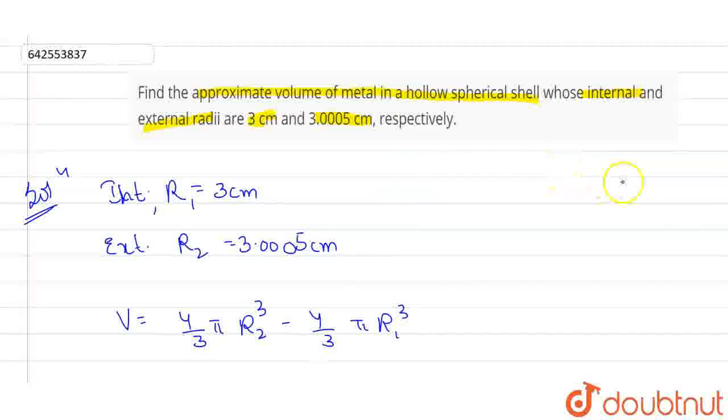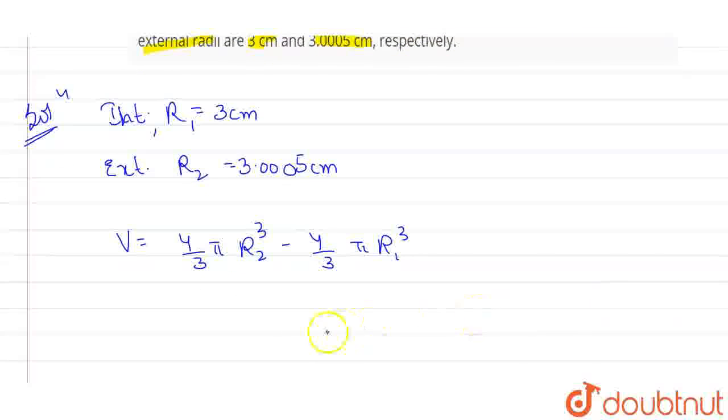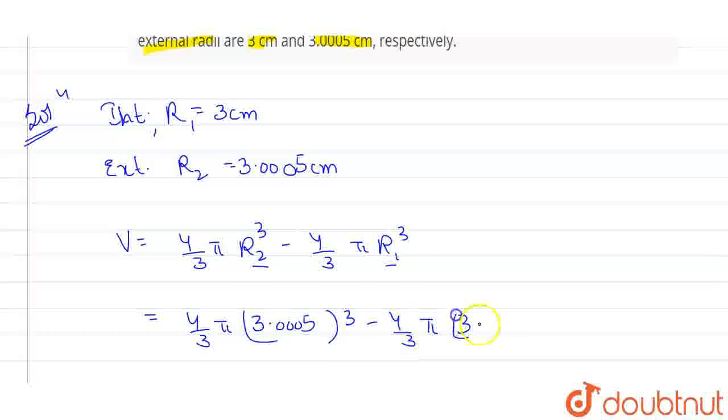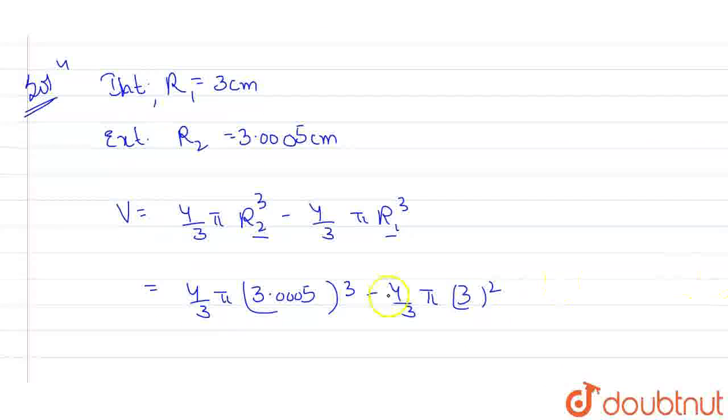Because the spherical shell we have is in the hollow form. So now what we have to do, basically, we have the equation. We can see that if we put the values of these terms here, we can easily find the volume. This is 4 by 3 pi 3.0005 whole cube minus 4 by 3 pi 3 cube. But we can see that this value 3.0005 whole cube is numerically difficult to find out. So we will use the approximation given in the question to find out this value. And how will we do it?